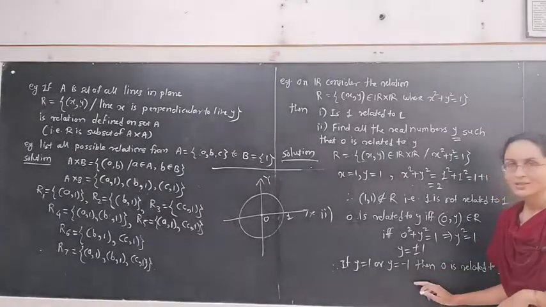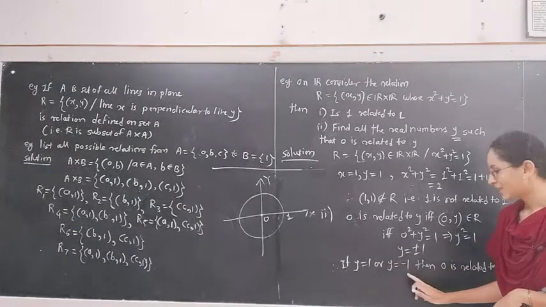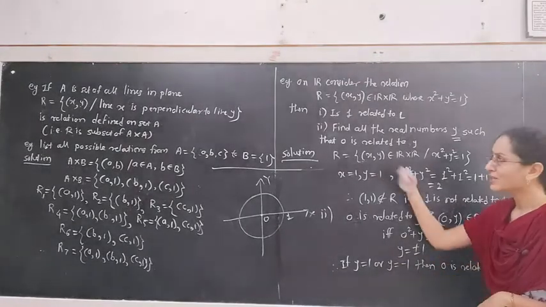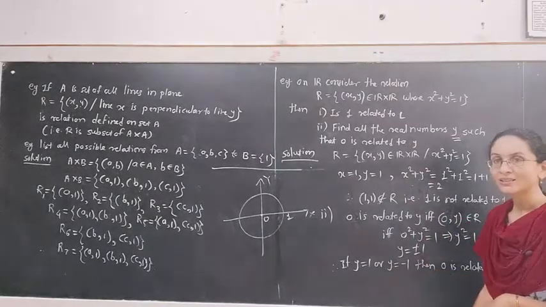These are two real numbers. If y takes any one of the values 1 or minus 1, then the ordered pair (0, y) belongs to the set R, that is, 0 and y are related.